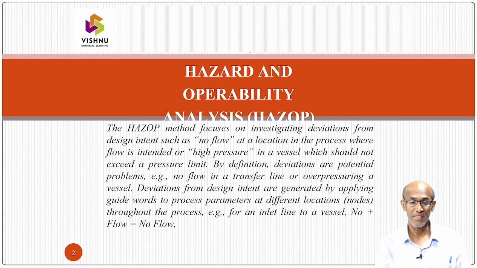HAZOP. The HAZOP method focuses on investigating deviations from design intent such as no flow at a location in the process where flow is intended or high pressure in a vessel which should not exceed a pressure limit. By definition, deviations are potential problems. Example, no flow in a transfer line or over-pressurizing in a vessel. Deviations from design intent are generated by applying guide words to process parameters at different locations through the process. Example, for an inlet to a vessel, no plus flow, no flow.